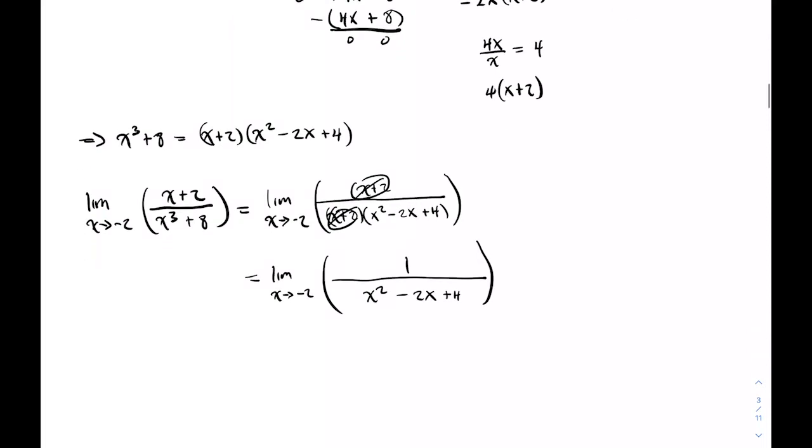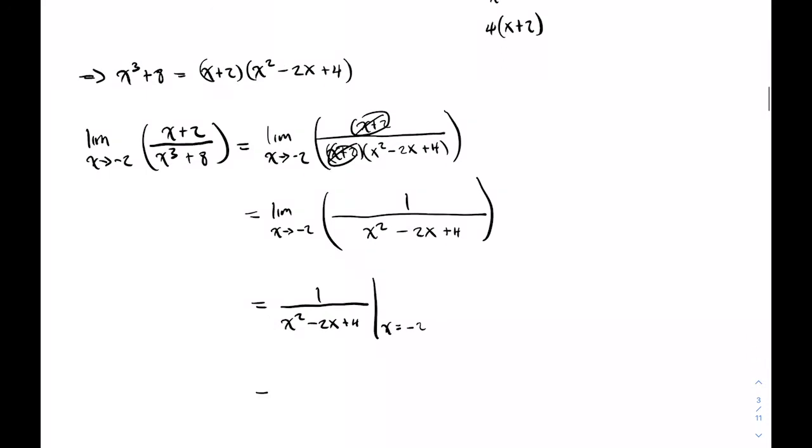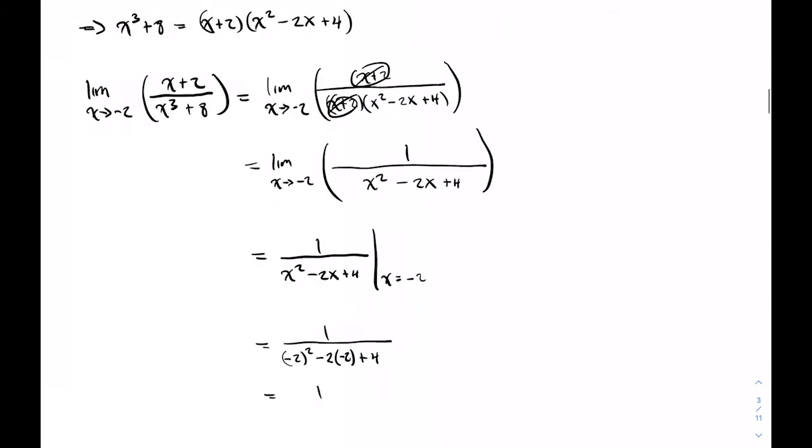And now we can say that this is the same as 1 divided by x squared minus 2x plus 4 evaluated at x equals negative 2. So this means we have 1 over minus 2 squared minus 2 times minus 2 plus 4, which is equal to 1 divided by 4 plus 4 plus 4, which is equal to 1 over 12. All right, so that's the answer here.